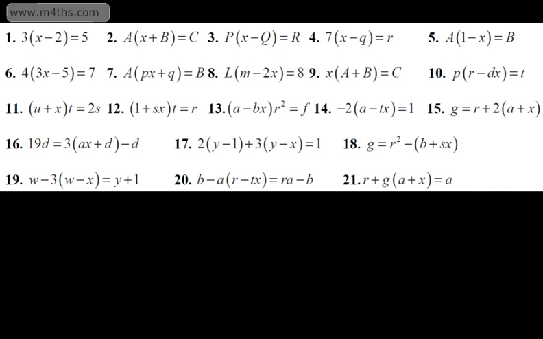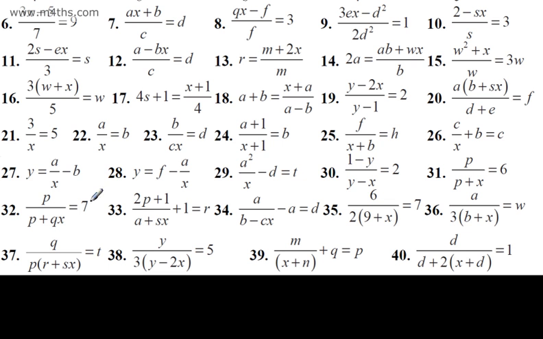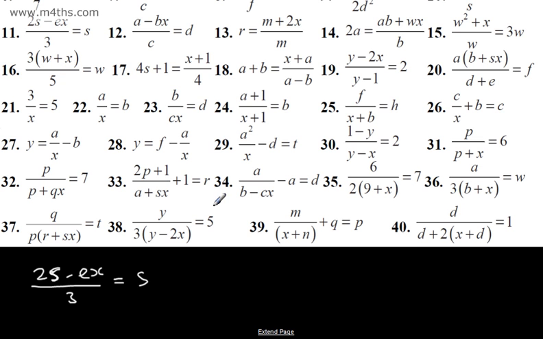What else have we got? Okay, so these ones right here, let's see on here. We'll do this one. We've got 2s minus ex over 3 is equal to s, and we want to make now the subject. Let's write this 2e minus x, and then we're going to have this divided by 3, and that is going to be equal to s. What I'm going to do with this one is make this slightly more interesting, and instead now of making x the subject, I'm going to make s the subject.